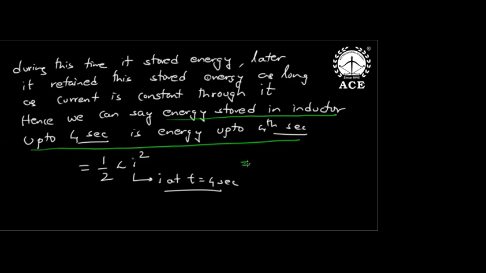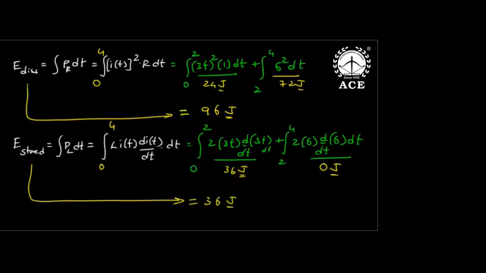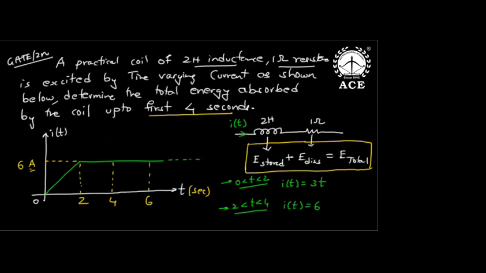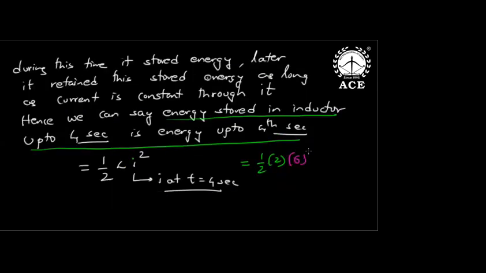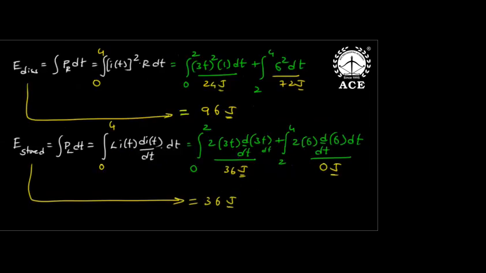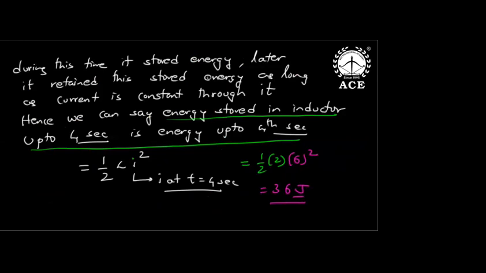It is nothing but half L, which is 2. What is the current at the 4th second? Everybody, the current at the 4th second is how much? 6 amperes. So if I substitute, this is 6 squared, that is nothing but 36 joules only. See, the same answer we got. Energy stored in the inductor up to the 4th second is the energy at the 4th second. That is a very, very important observation.